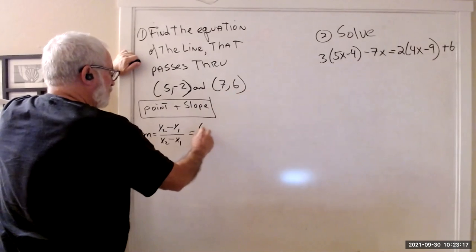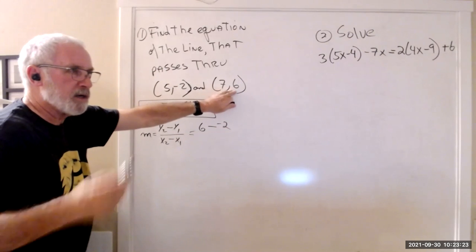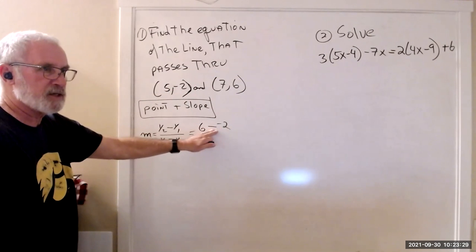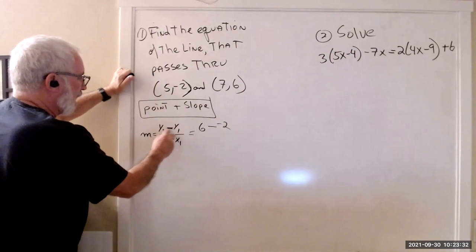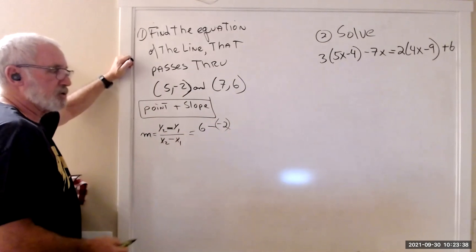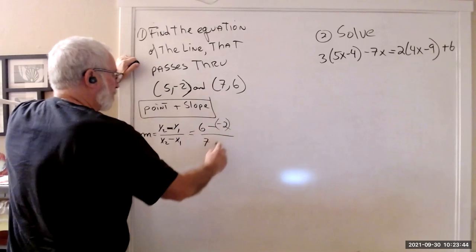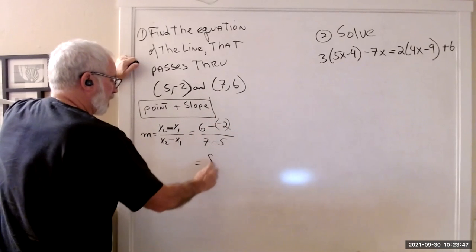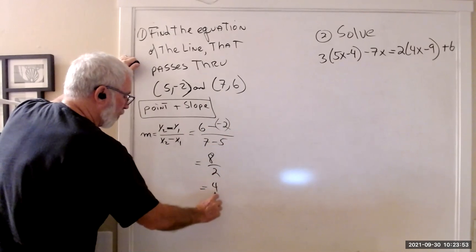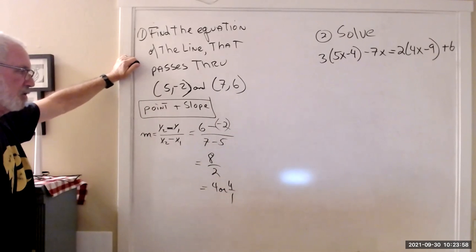So we have 6 minus a minus 2, because that's y number 2, the second y minus the first y. Notice there's an extra minus minus there. The formula has a minus in it. The fact that the second number happens to be negative, that's just bad luck. But you have to go with it. And then 7 minus 5, second x minus first x. So the top becomes 8. The bottom becomes 2. So my slope is 4 or 4 over 1. It doesn't really matter in this case. That's my slope.